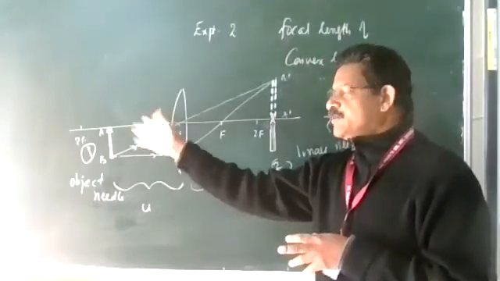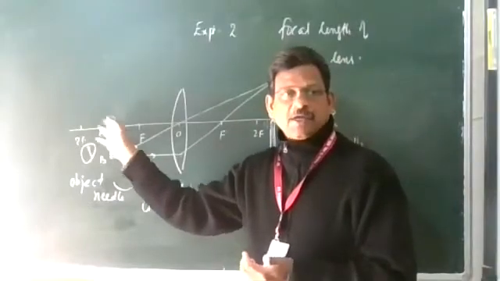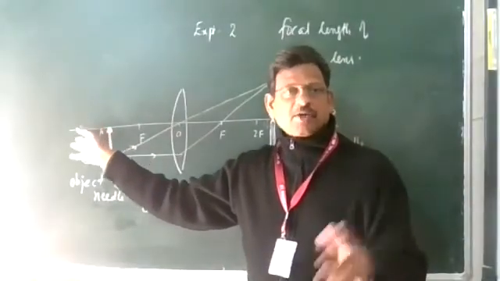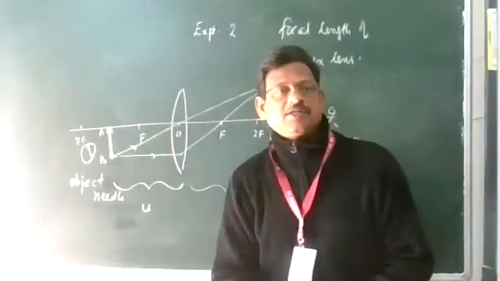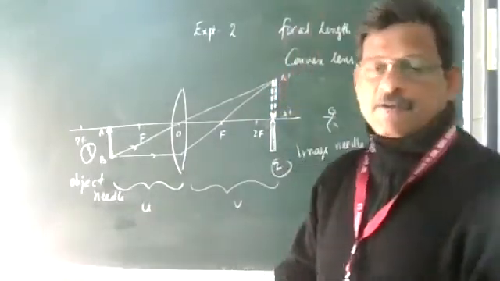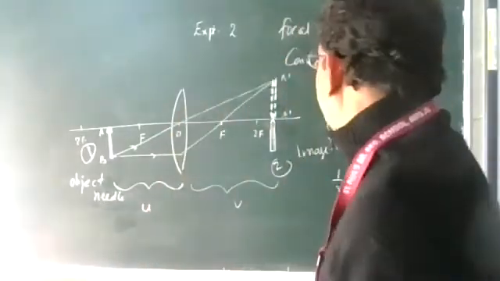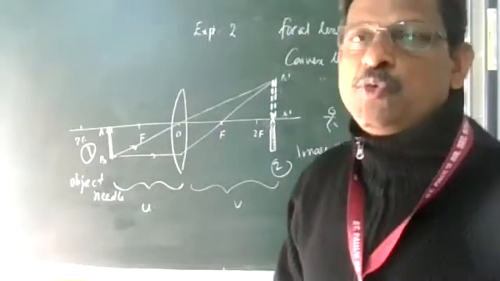Like this, you can take different locations: beyond F, between F and 2F, readings at 2F approximately, and one reading beyond 2F. So we are getting 5 to 6 readings. After that, we plot a graph. U and V values, a graph between U and V.